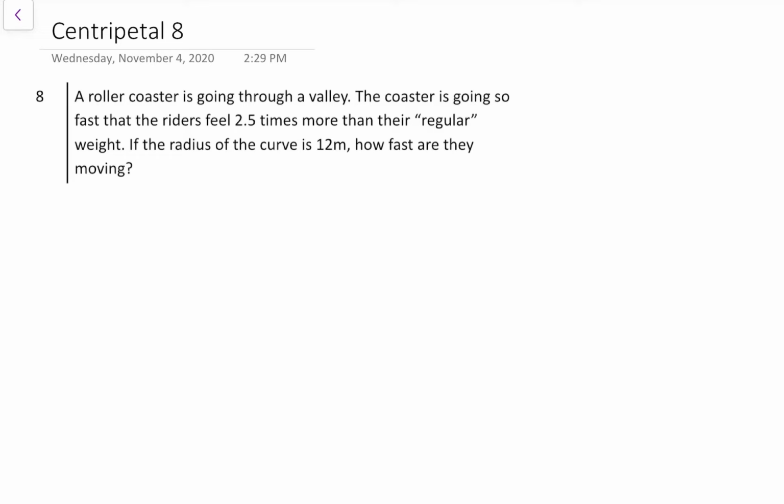If you look back or reflect back, we did questions kind of like this, but with a person in an elevator. So maybe earlier in grade 11 or earlier in grade 12 on a practice sheet, there was a question about a person riding an elevator and they felt 2.5 times more than their regular weight. What's the acceleration of the elevator? That's kind of the same thing that's going on here.